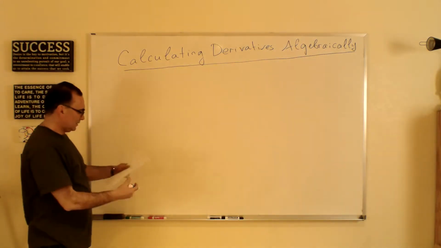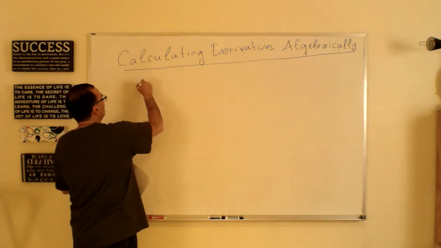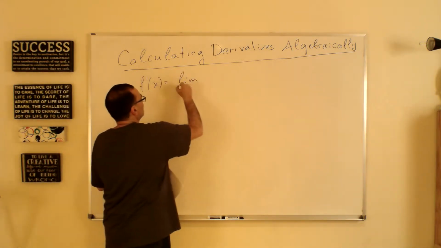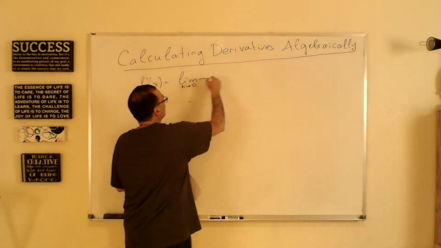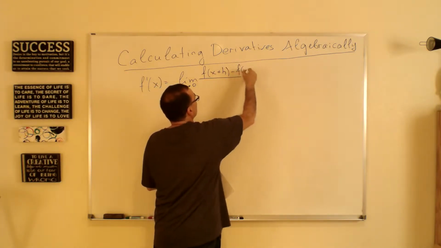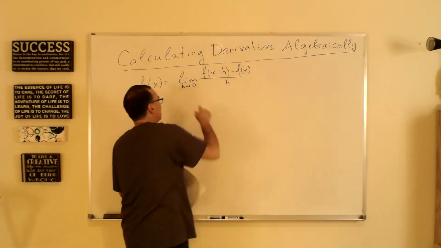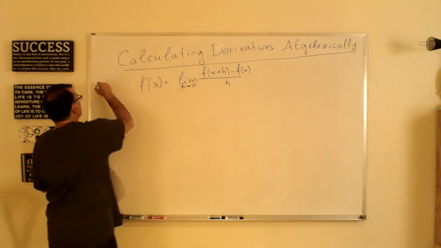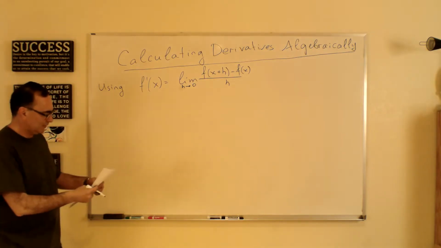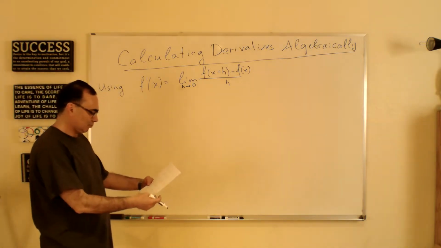This is all based on the formula for the derivative. f prime of x equals the limit as h approaches 0 of f of x plus h minus f of x, over h. So we will be using this formula to calculate all kinds of derivatives for various examples.